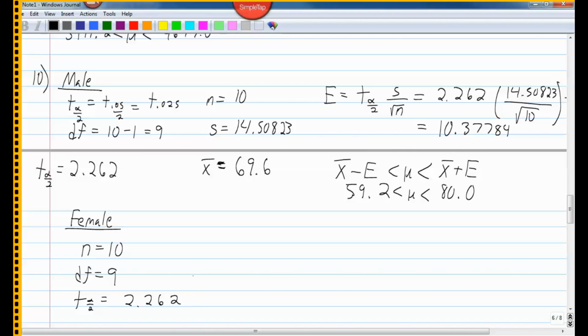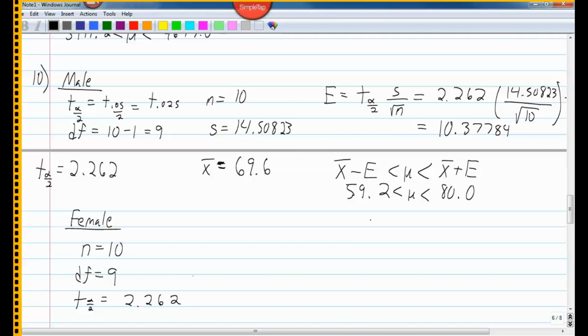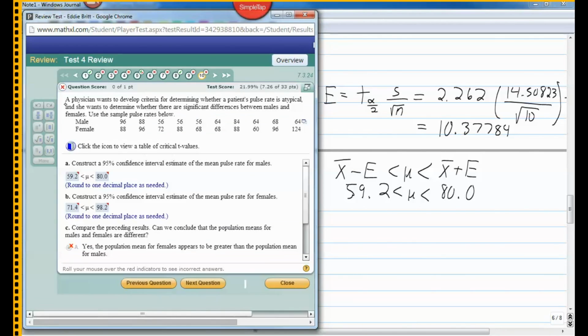And so the main difference is this right here. You've got to find the sample standard deviation for the female set of data. Okay, so figure that value out. I suggest using technology if you can. And once you do that, then calculate the margin of error. Once you have that, you need to find a new mean of the data set. You get those two values, then you can construct your interval, just like we did for males. And so now would be the time you'd want to pause it if you want to try to work that out. If not, just keep going. And it looks like your confidence interval is 71.4 to 98.2.